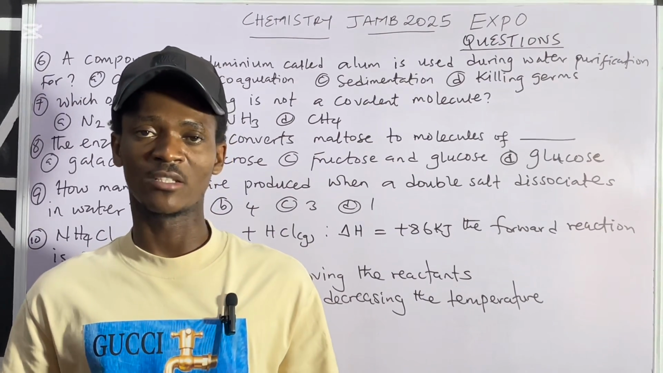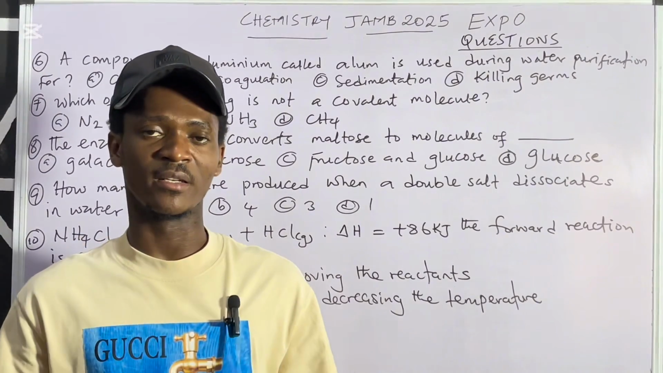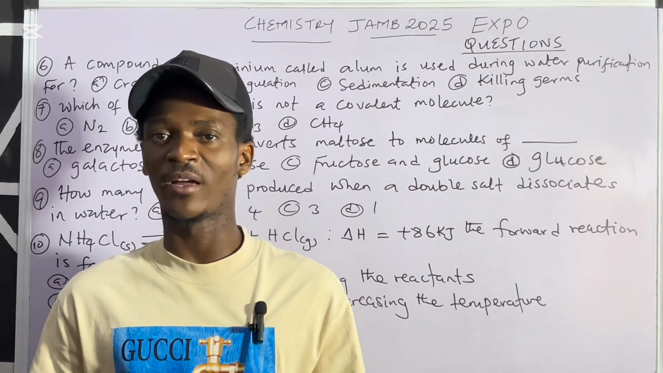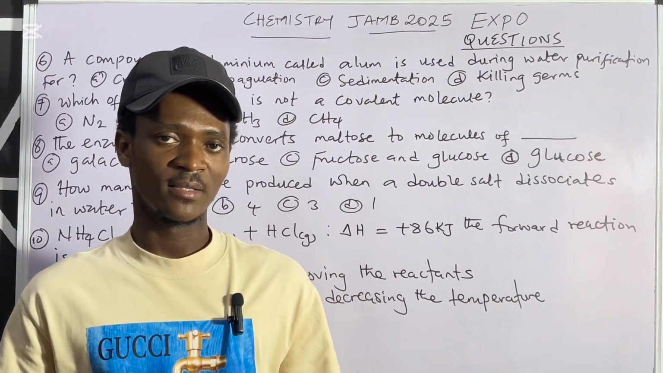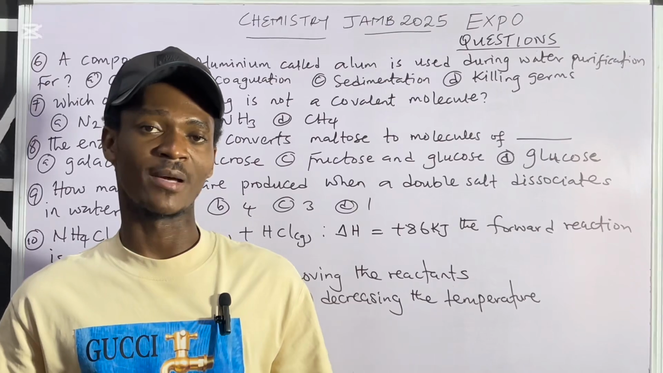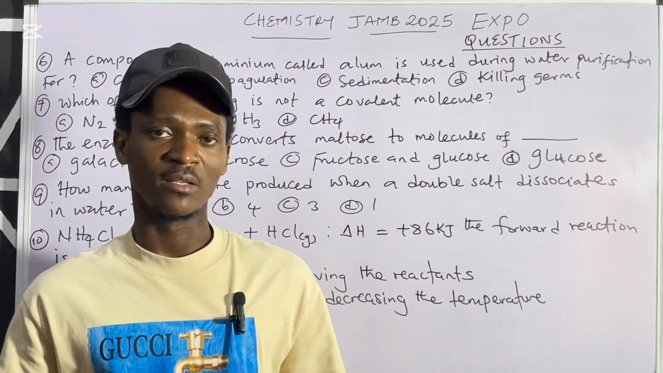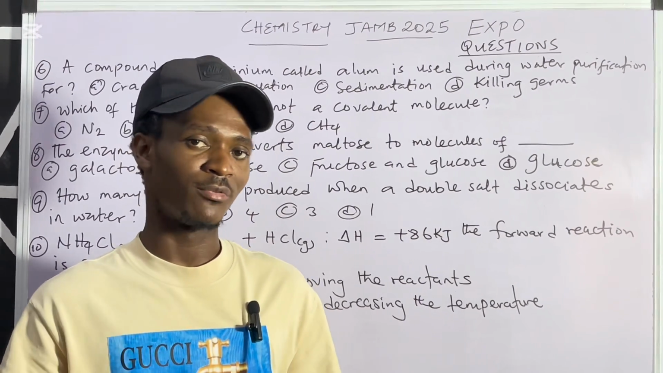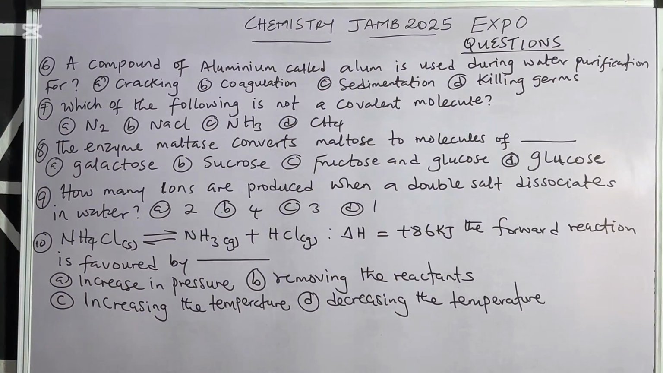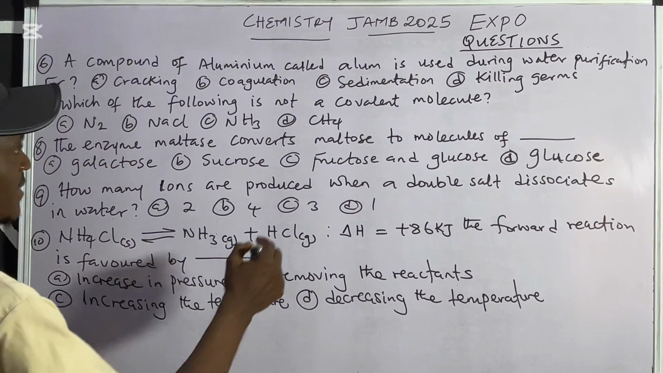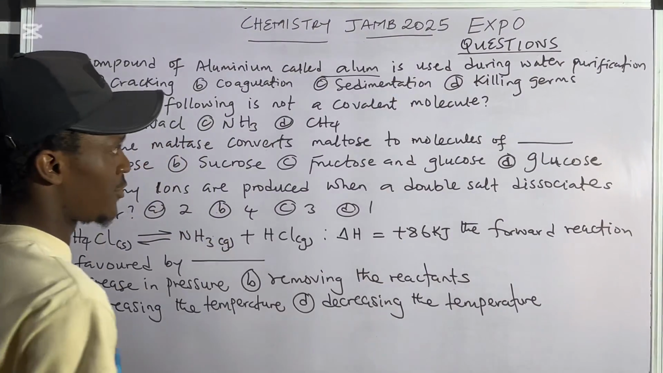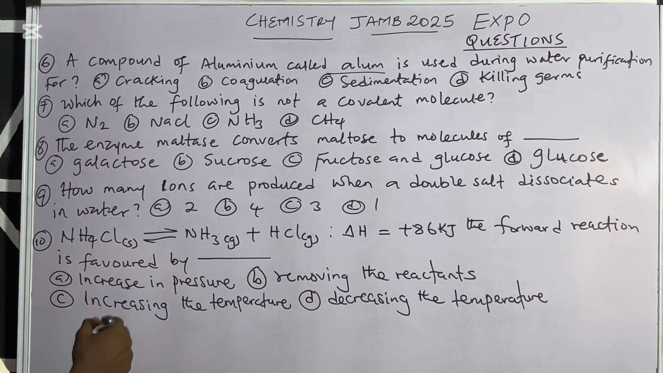Then fluorination, addition of fluorine to prevent tooth decay. Then iodination, addition of iodine to prevent goiter. And then addition of calcium hydroxide, which is the liming process, in order to adjust the pH as well as to improve the taste of water. So a compound of aluminium called alum, it has even been named here, is used during water purification for what?